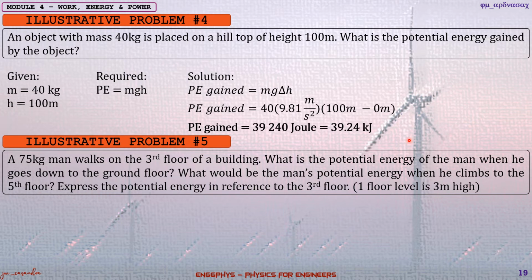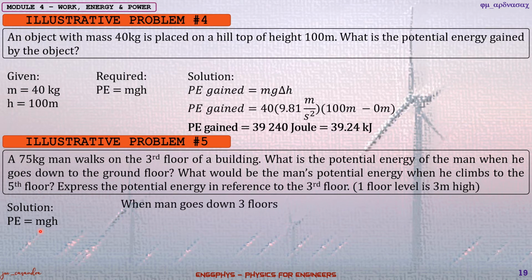So we would now express our answers for the potential energy in reference of the 3rd floor. As I have said, for potential energies, since it is in terms of position or displacement, there should always be a reference. So in this problem, it is the 3rd floor. For our computations, we'll now use that for every floor level, the height difference is equal to 3 meters. For our solution, we'll now use the equation PE is equal to mgh.